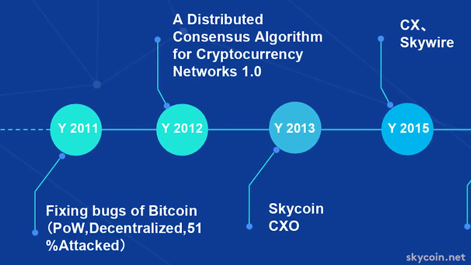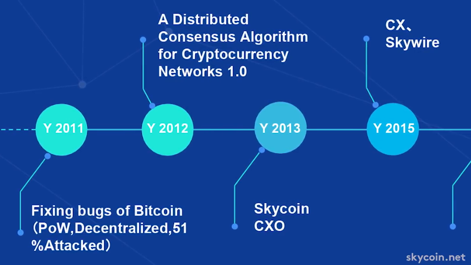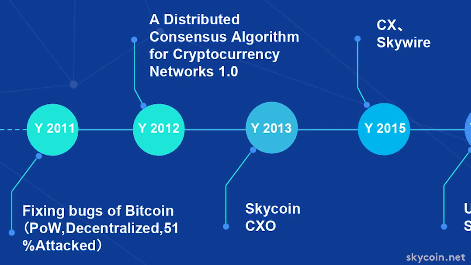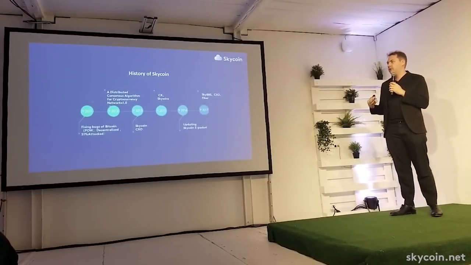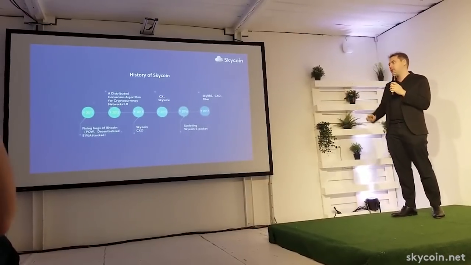We started the new blockchain, then we did the new consensus algorithm, then we started doing CXO, which is methods of storing data, because we're not going to put all the data on a blockchain. It doesn't make sense. Most of the data is going to be off the blockchain.